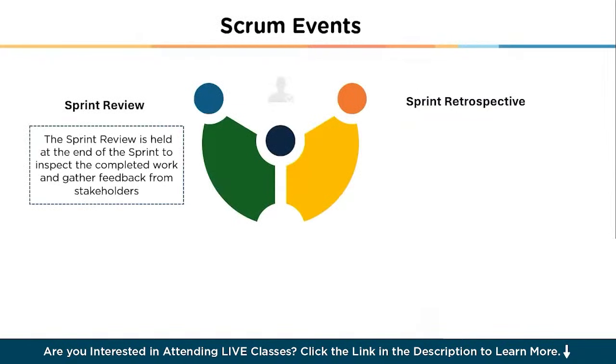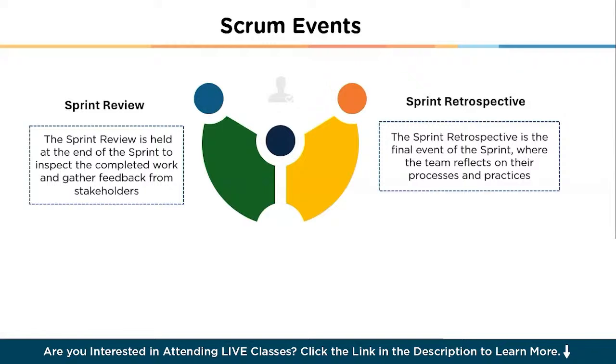So guys, sprint review is held at the end of the sprint to inspect the completed work and gather feedback from stakeholders. The team demonstrates the product increment, highlighting what was accomplished during the sprint. Stakeholders provide input and the product owner updates the product backlog based on the feedback. The sprint review fosters collaboration and transparency, allowing stakeholders to see the product's progress and influence its direction. It also provides an opportunity to celebrate success and identify areas for improvement.